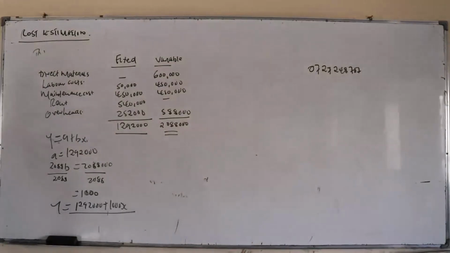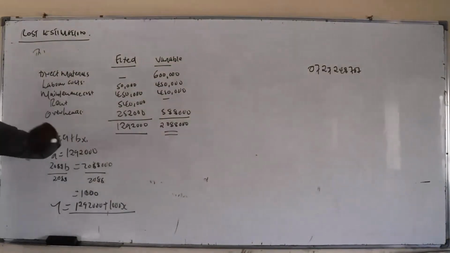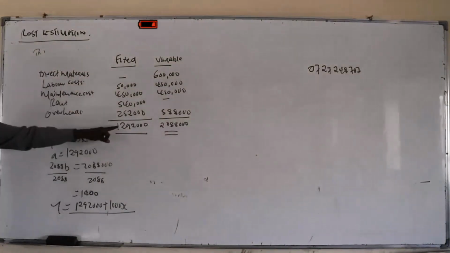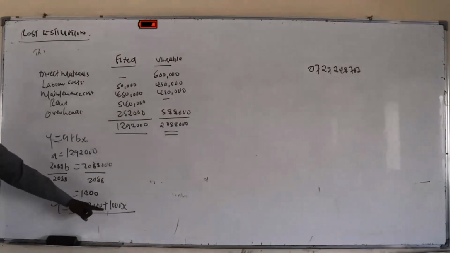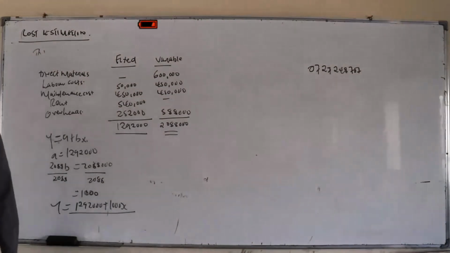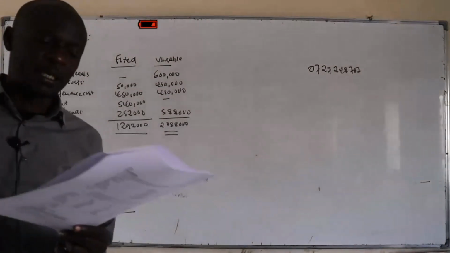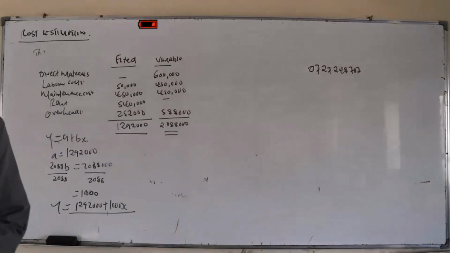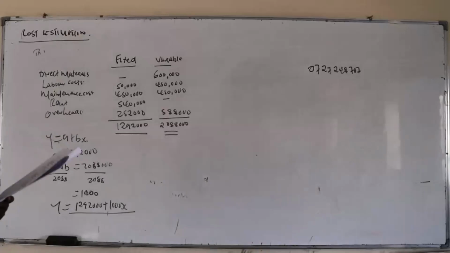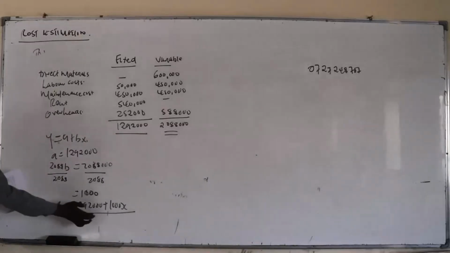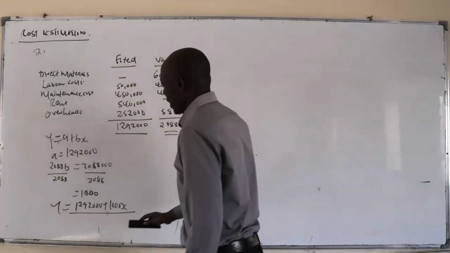Now, if you want to estimate the cost, you're only going to be replacing X by the number of units that you're making in future. The fixed cost, remember, we said it's always constant. It will remain constant. So what will be changing is the variable cost. The variable cost depends on the number of units being manufactured. So requirement number one was to determine the estimation equation in the form of Y equals A plus BX. So this is the estimation equation. We have established it there.